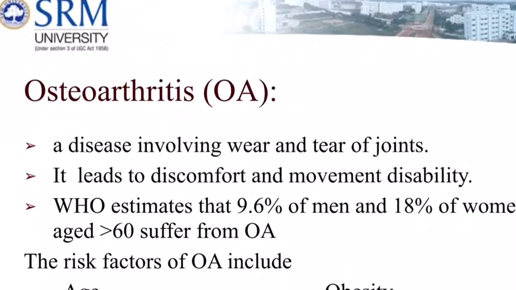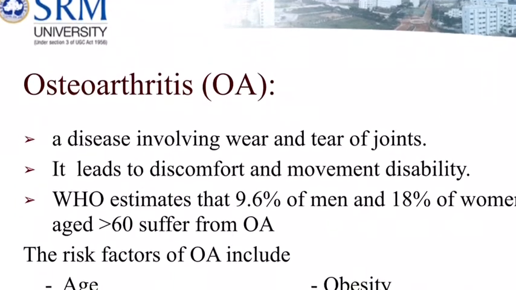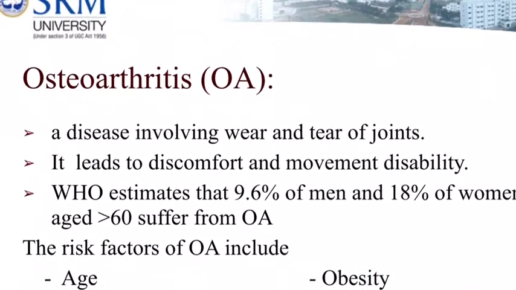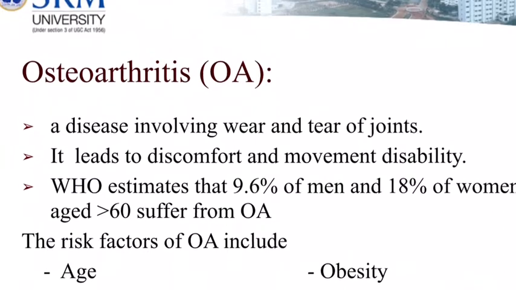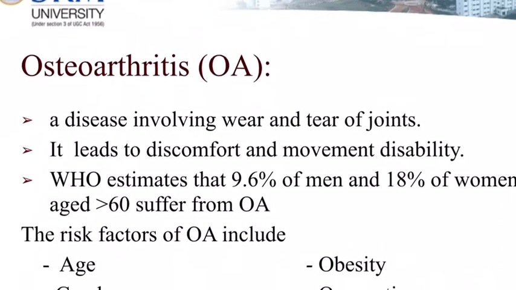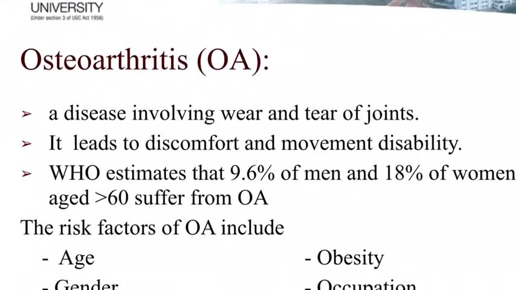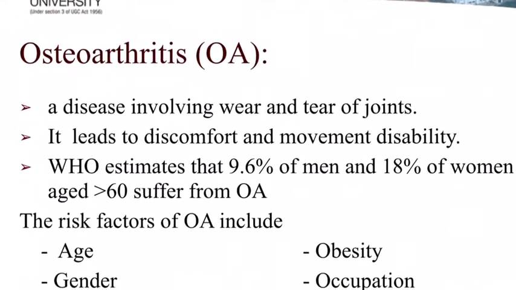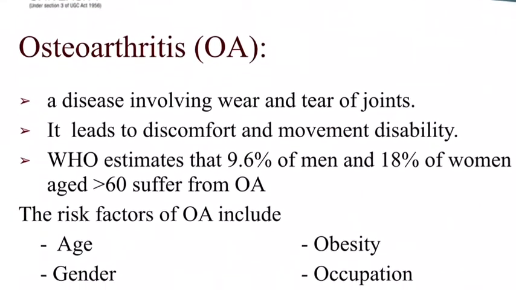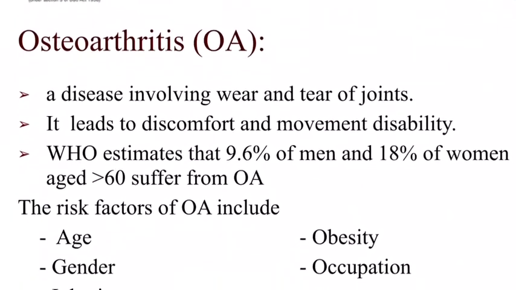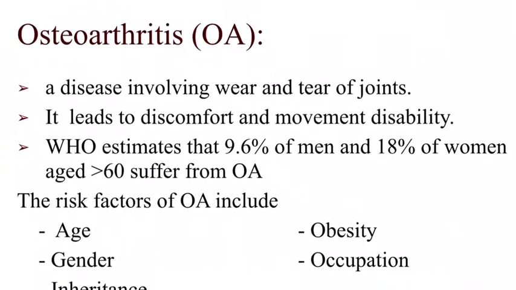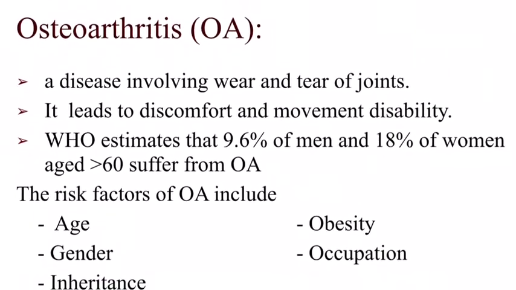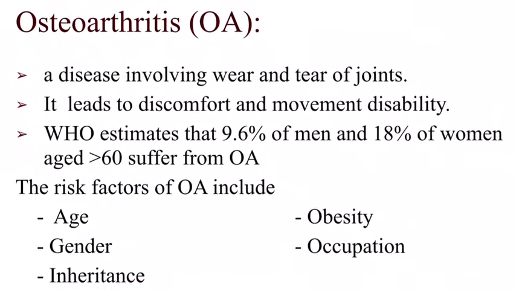So, what is osteoarthritis? Osteoarthritis is a disease involving wear and tear of joints. It leads to discomfort and disability during walking and movement. The main risk factors of osteoarthritis include age, especially older people, gender, female gender, heredity, obesity, and occupation, which involves more workload and physical movement.